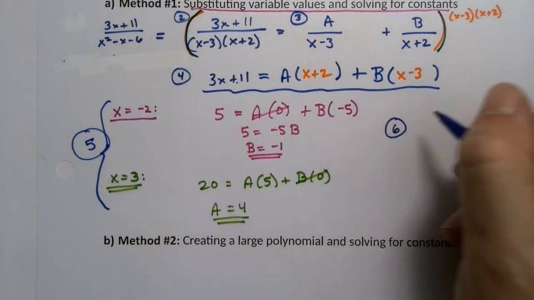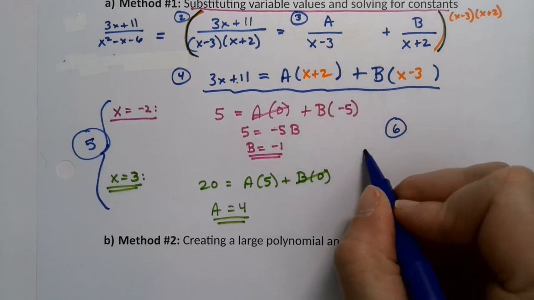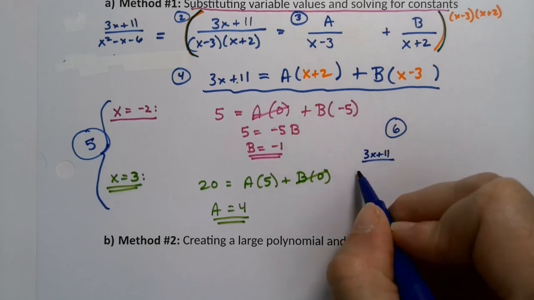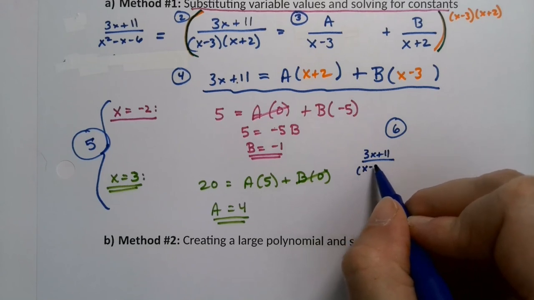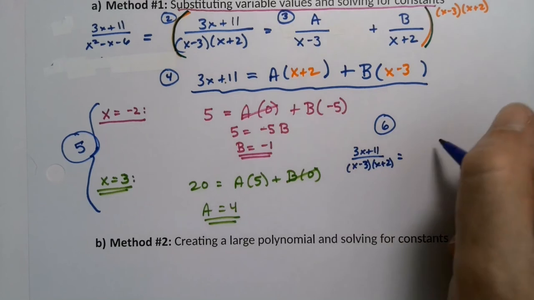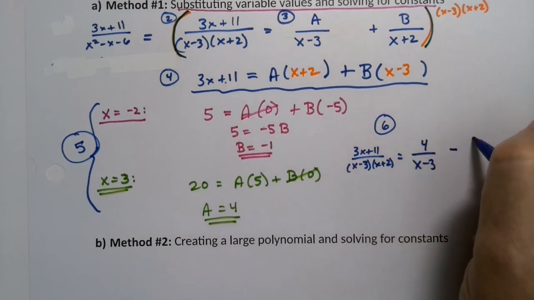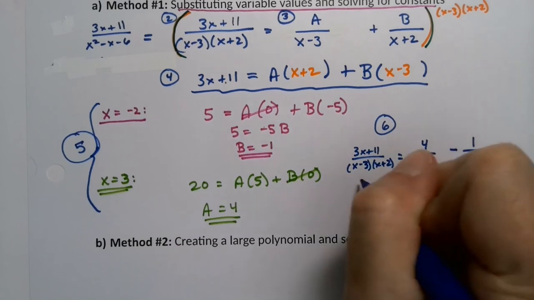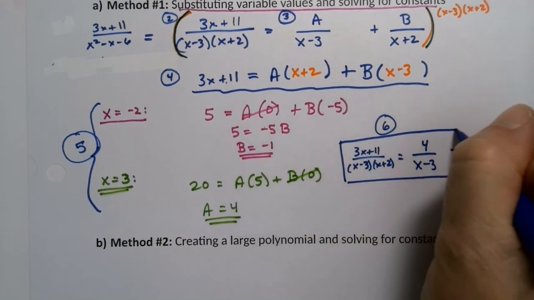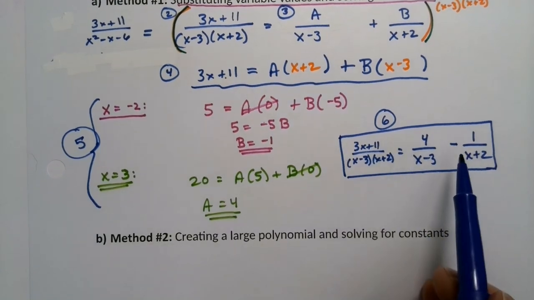And then step 6, we would rewrite the integrand. So 3x plus 11 over x minus 3, x plus 2 is equal to 4 over x minus 3 minus 1 over x plus 2. And that we're going to stop right there. We weren't asked to do the integral. We were just asked to find that, so I did.